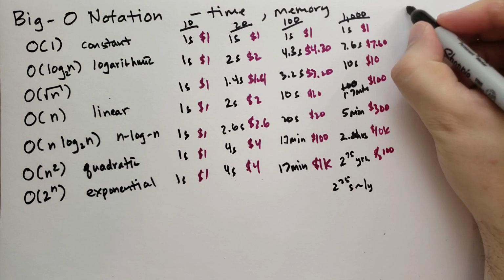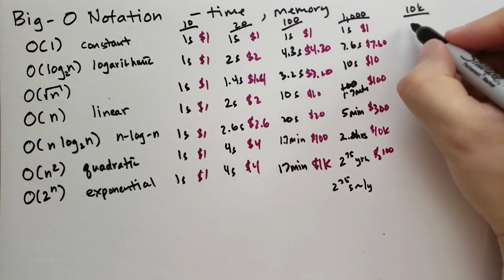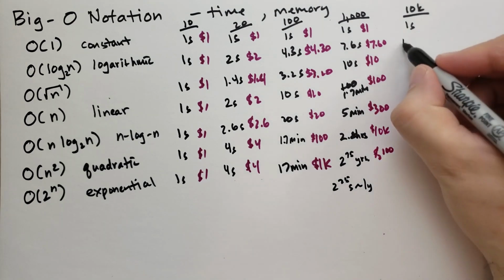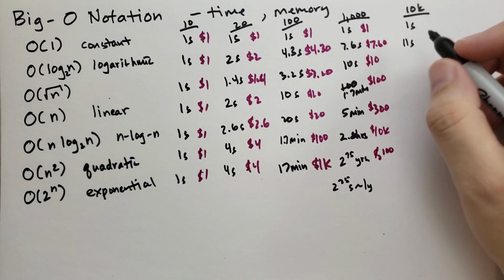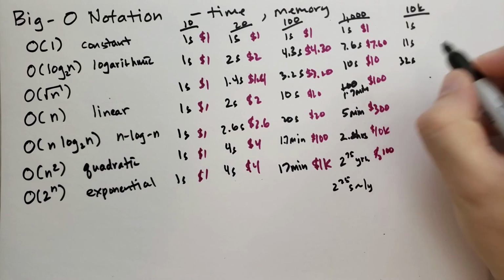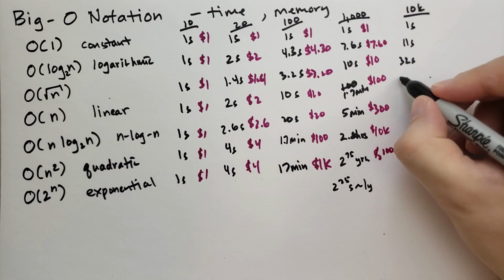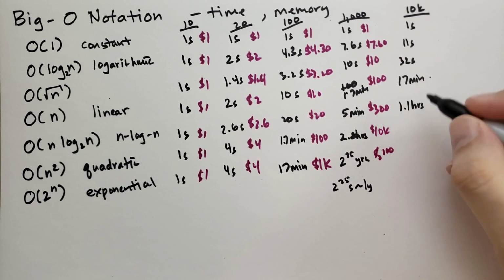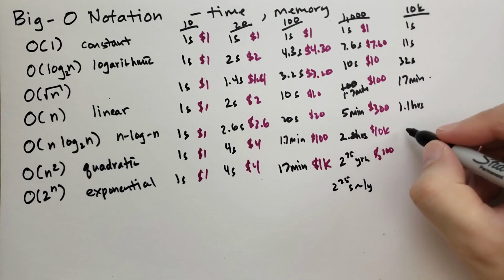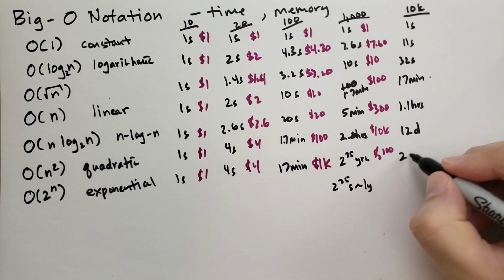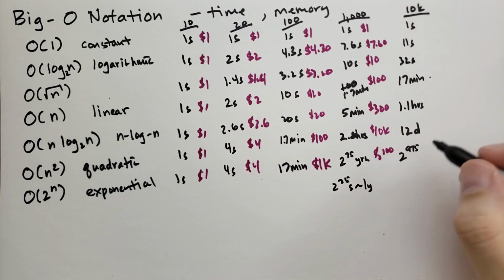And if we went 1,000 times to 10K records, it would still take 1 second to process in constant time. Logarithmic time would take 11 seconds. The square root would take 32 seconds. Linear would take about 17 minutes. For n log n, we would need 1.1 hours. N squared would take 12 days. And finally, exponential would take 2 to the 975 years.